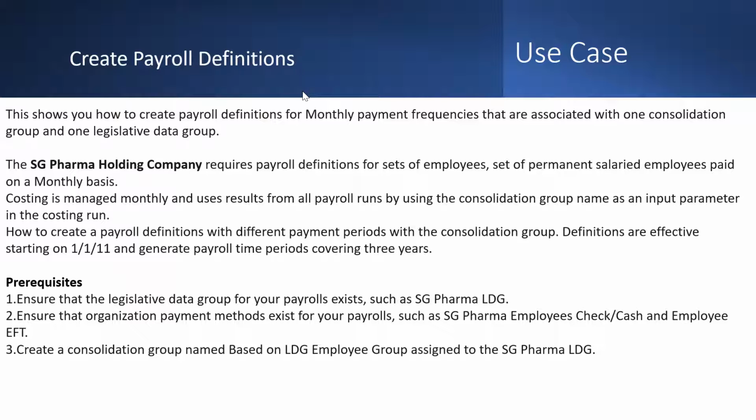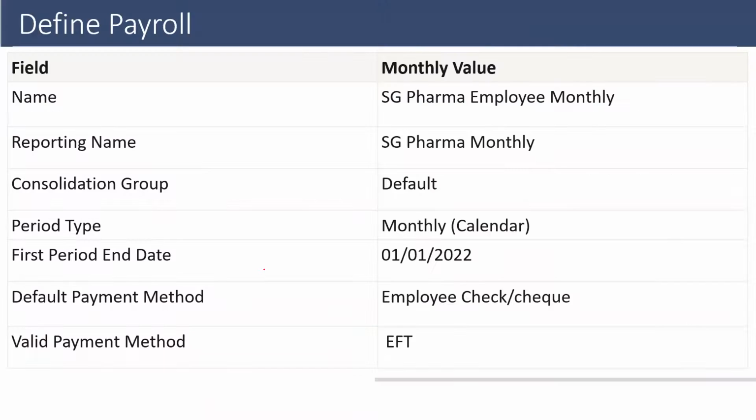Now we have assumed certain things, assuming that an LDG is already defined, like we had done in the HR part. We know that the legislative data group we already defined, and it already exists in the system before we define the payroll. There is an organization payment method, for how the organization is paying their employees, whether through checks, cash, or bank transfer. And then a consolidation group is already created. So these are the 3 prerequisites. I will discuss the organization payment method and the consolidation group in further classes, but assume that these are already created and defined in the system.